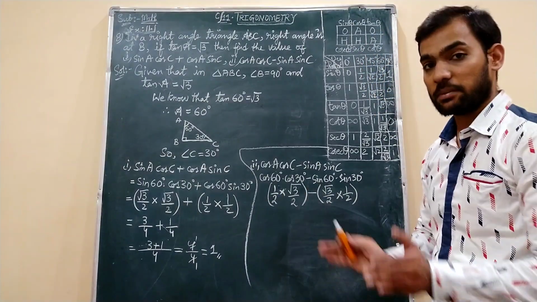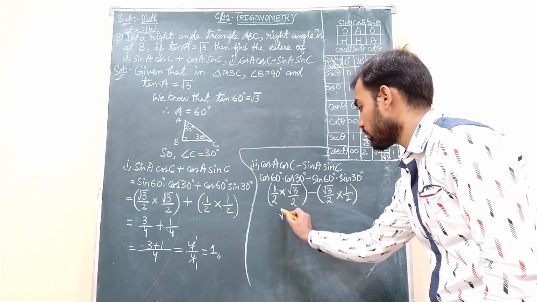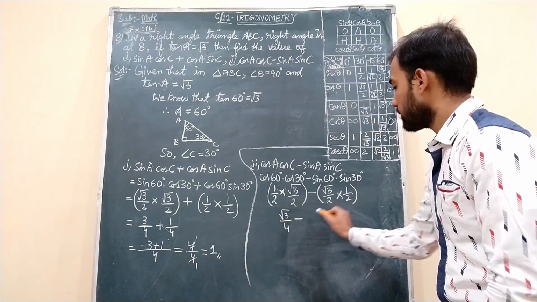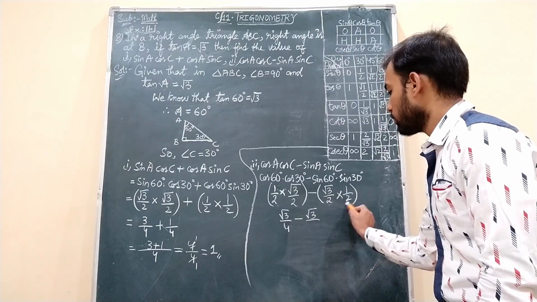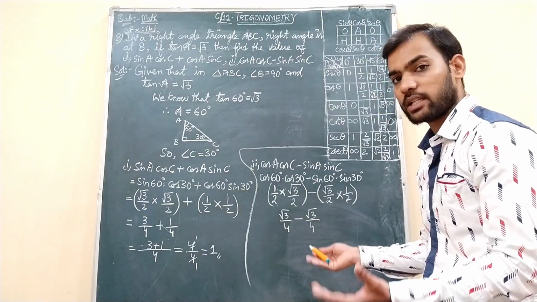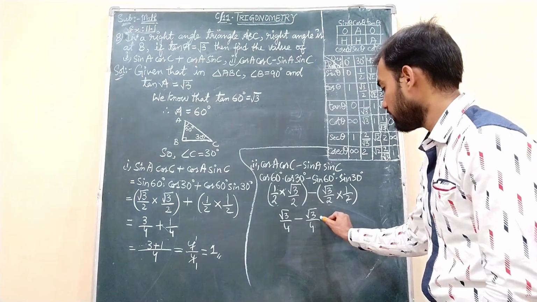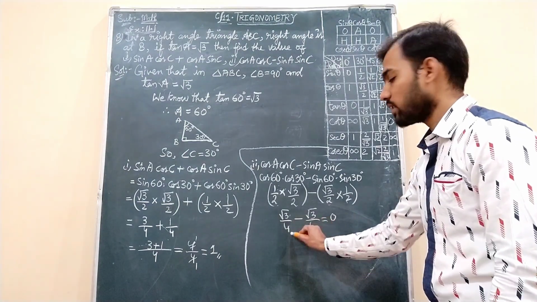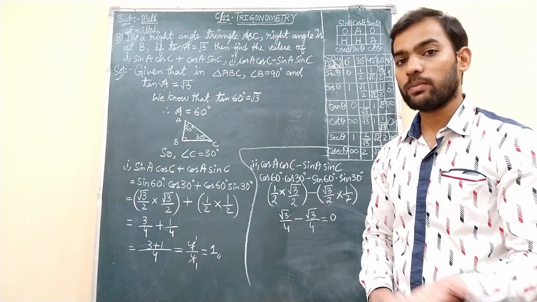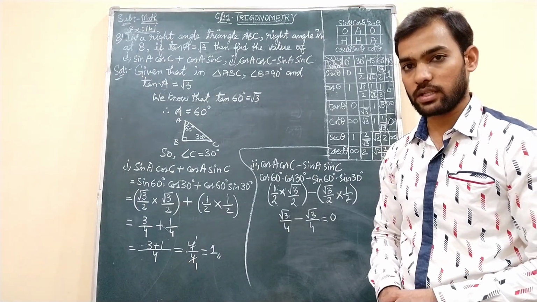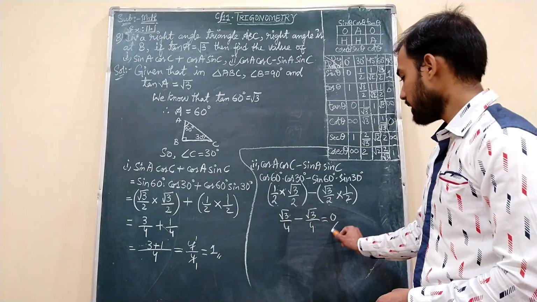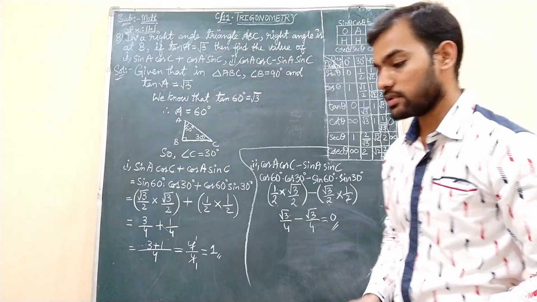Now we have to multiply the brackets part. 1 into root 3 is root 3 by 2 2s are 4, minus root 3 1s are root 3 by 2 2s are 4. Root 3 by 4 minus root 3 by 4. Subtracting the same thing from itself, you will get 0. Root 3 by 4 minus root 3 by 4 is 0. Understand? Like 1 minus 1, 2 minus 2, 5 minus 5 gives 0. Similarly, root 3 by 4 minus root 3 by 4 gives you 0. Understand? So we got the values of both the expressions.